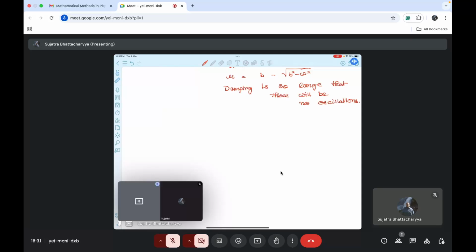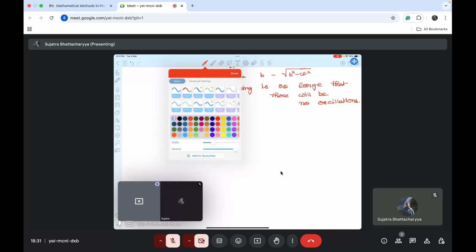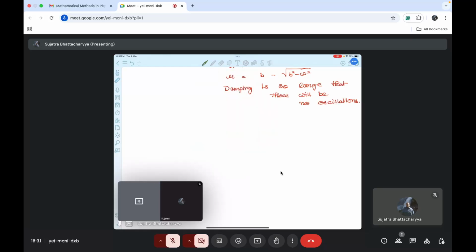Okay. Now let's go to the next part, particularly the contents of week 6, that is the inhomogeneous ordinary differential equation of order 2 with constant coefficient. This is what your next task will be: how will you solve the inhomogeneous ordinary differential equation? We have seen the homogeneous one. Now we will look at the inhomogeneous one and how to solve it.